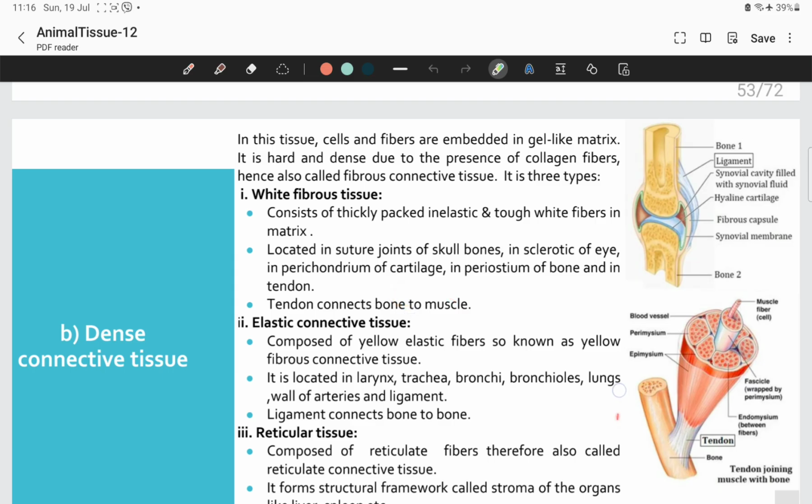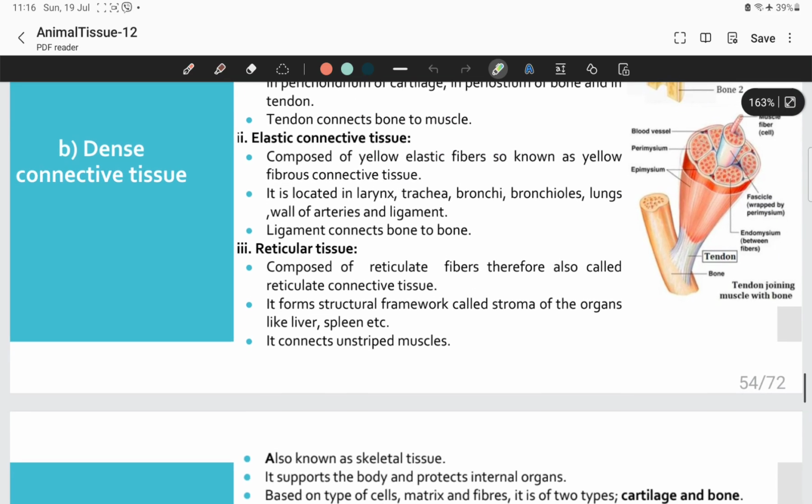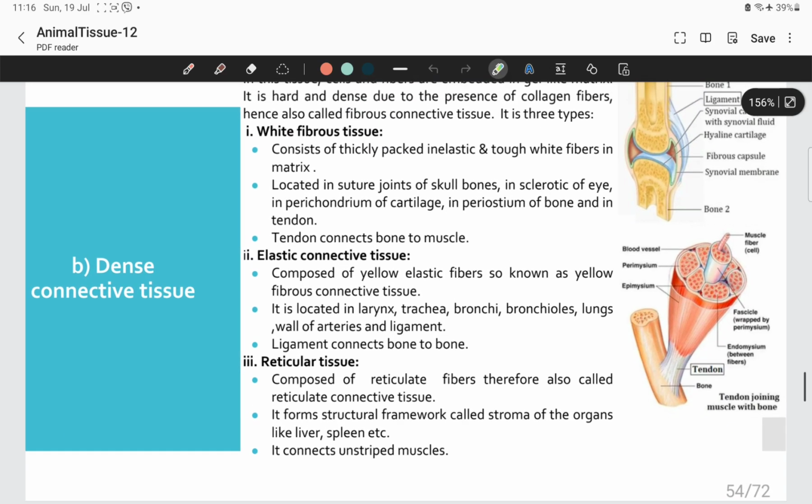The next we have is elastic connective tissue. Elastic connective tissue is made up of elastic fiber, which is yellowish fiber, and it has both flexibility as well as elasticity. So it is composed of yellow elastic fiber. That's why it is also known as yellow fibrous connective tissue.